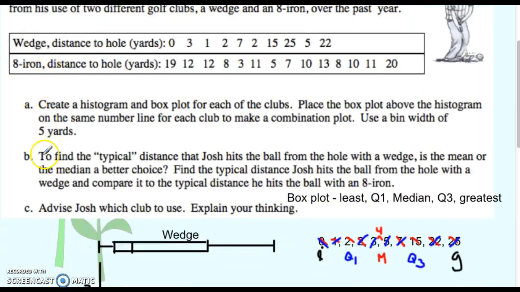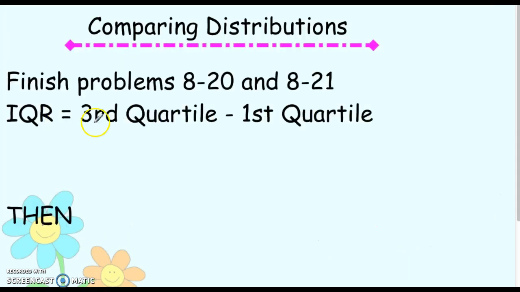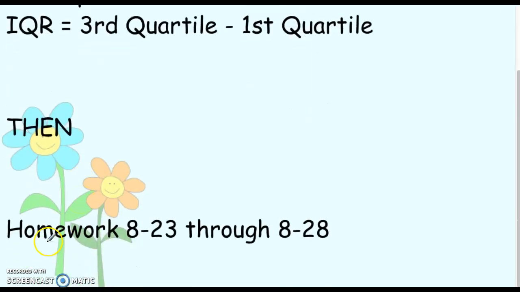You're going to do that on your own, and you need to finish problem 19 first, because we still didn't do B and C. Then you can do 20 and 21, and then you can get your homework, which is 23 to 28. Please ask your teacher if you have any questions on how to make a box plot or a histogram. Good luck!